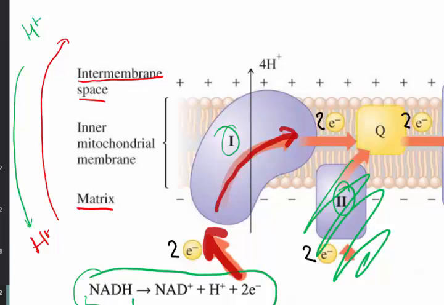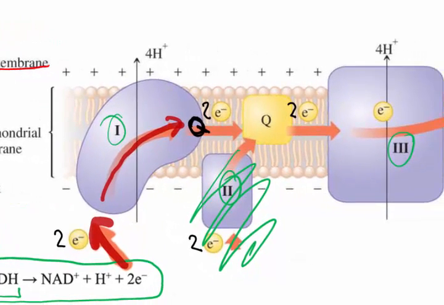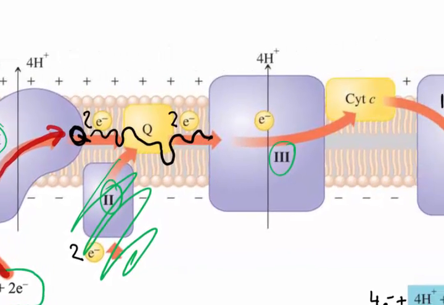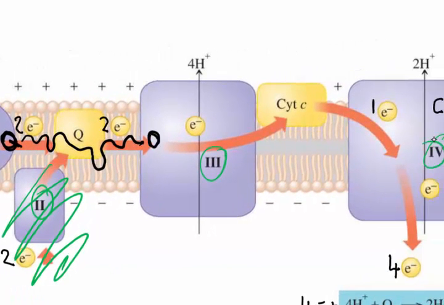This active site binds to this electron carrier Q. So we have Q binding here, picking up 2 electrons. That means it gets reduced. Then Q diffuses over to complex 3.